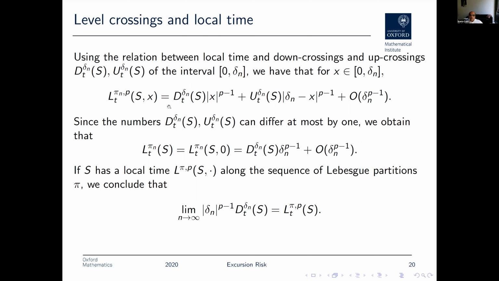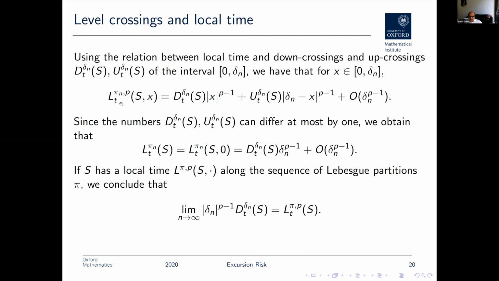So again, because the up and down crossings differ by at most 1, I can absorb the up crossing term in here, and both terms here will be of order... So x is between 0 and delta. So both of these expressions are delta to the power p minus 1 plus a lower order term, or a term of at most order p minus 1 in delta.